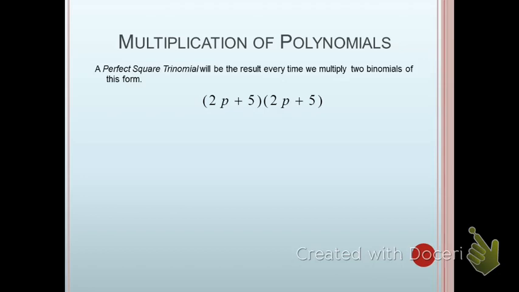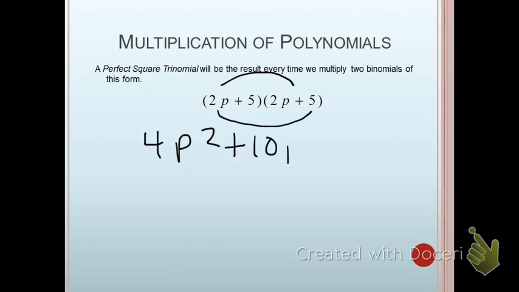Notice these two binomials are identical as well, so the result will be a perfect square trinomial also. We can still use FOIL to multiply. 2p times 2p is 4p squared. Our outer, 2p times 5 is positive 10p. Our inner, 5 times 2p is positive 10p. And then last, 5 times 5 is positive 25.